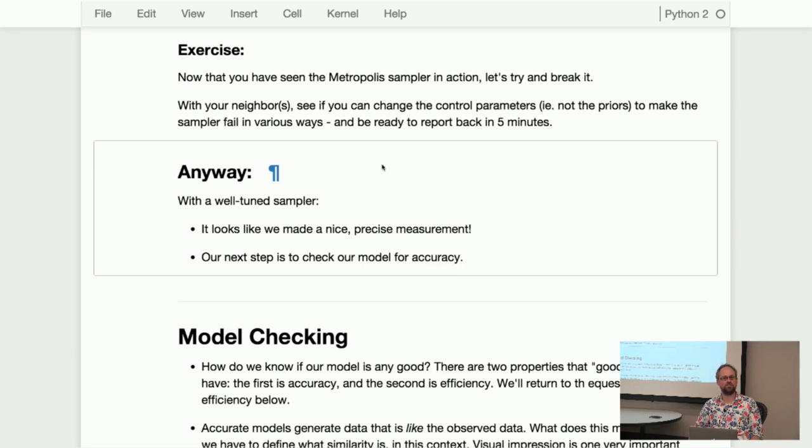Anyone else did something interesting? Yeah, I did the same, it never even got there. Oh, yeah, a really small step size. That was a good break. Increase the step size and make it run again and again. Yeah, that was a good way to thoroughly break the sampler. Okay. If we look at that one again, it did this, right?